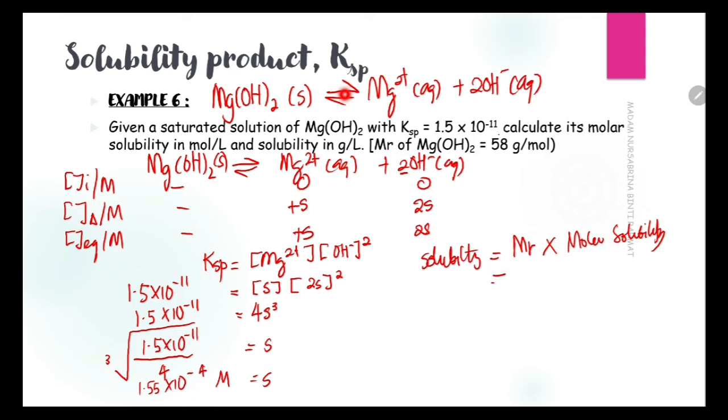Okay, so the molar mass of my magnesium hydroxide is 58 gram per mole. And my molar solubility is 1.55 times 10 to the power of negative 4 mole per liter. So the solubility is equivalent to 8.99 times 10 to the power of negative 3 gram per liter.